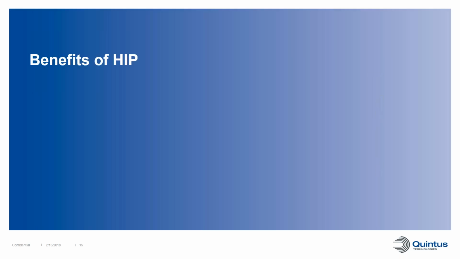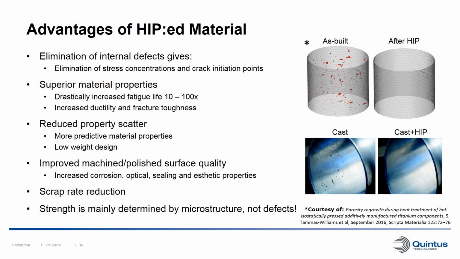Now I will talk a little bit about the benefits of hipping and why hip is used. So as I've already mentioned, hipping is used to eliminate any type of internal defect in the material. And these defects in a material, they will act as stress concentration or crack initiation points, and this will negatively influence the mechanical properties of the material. And by removing these internal defects, we will be able to improve the material properties.